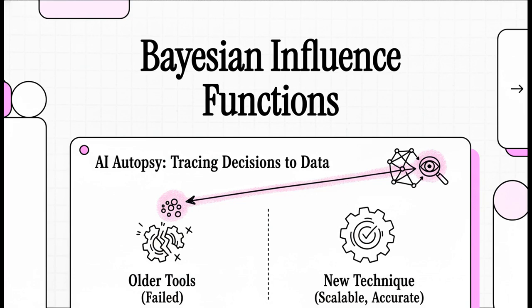We're going to break down a brand new method that lets us trace an AI's decision-making right back to the source, all thanks to something called Bayesian Influence Functions.